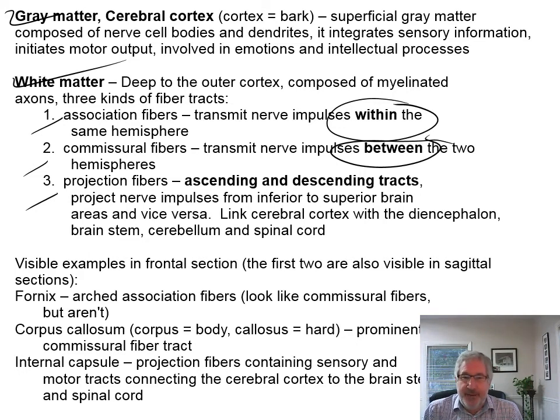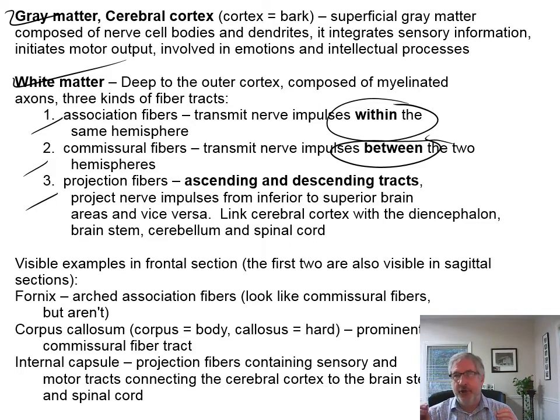Visible examples: you can see the fornix. Those are association fibers. They look sort of like commissural fibers, but they aren't. And the corpus callosum is the most prominent commissural fiber tract. Commissural is between the two hemispheres. Think about association: you're associating with other people. On this side of the brain, they're associating with each other, and on the right side of the brain, they're associating with each other, sending signals back and forth. So those are association fibers on either side.